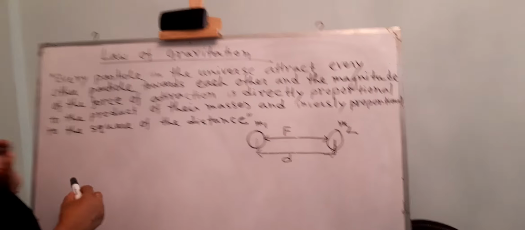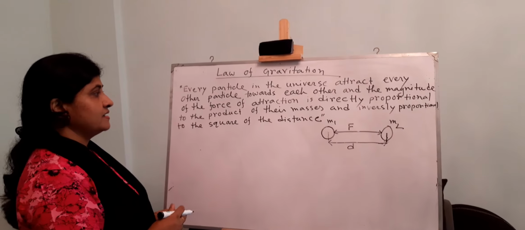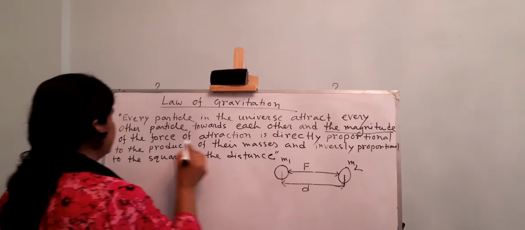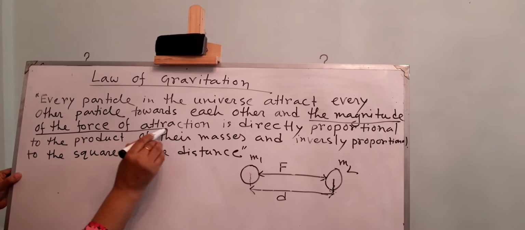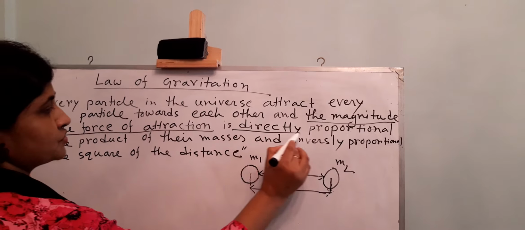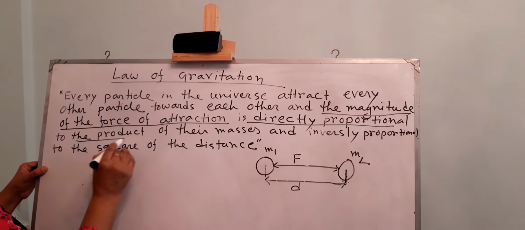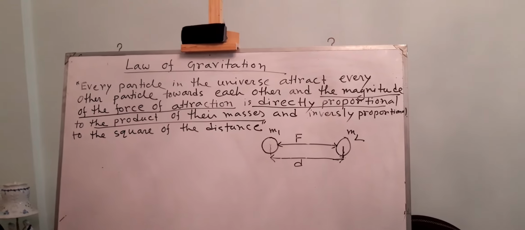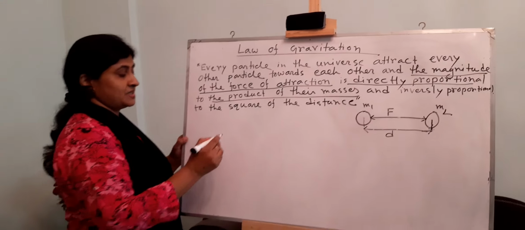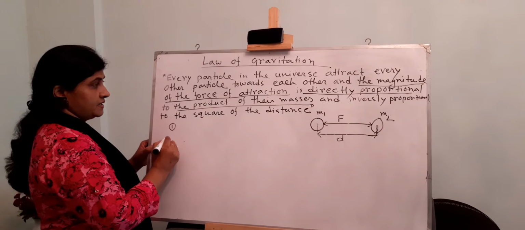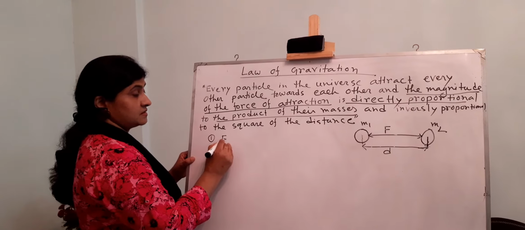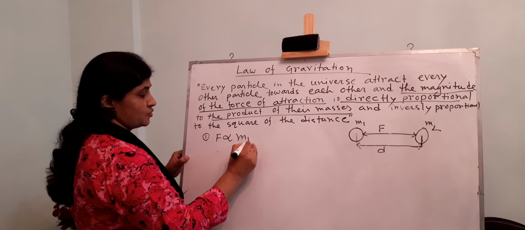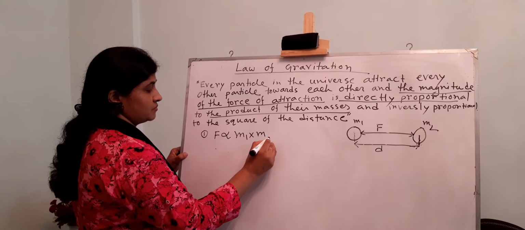So I can write here, there are two parts of the statement. First one is the magnitude of the force. I am underlining this. The magnitude of the attraction force is directly proportional to the product of their masses and inversely proportional to the square of the distance. So first part I am writing here mathematically. I am giving here number 1. Attraction force, capital F, is proportional to the product of their masses. Product means multiplication of the masses.